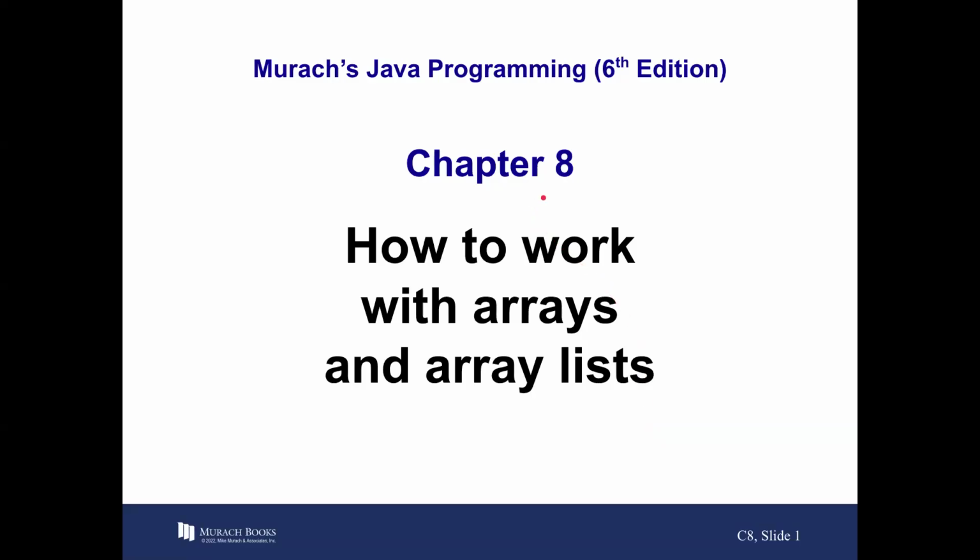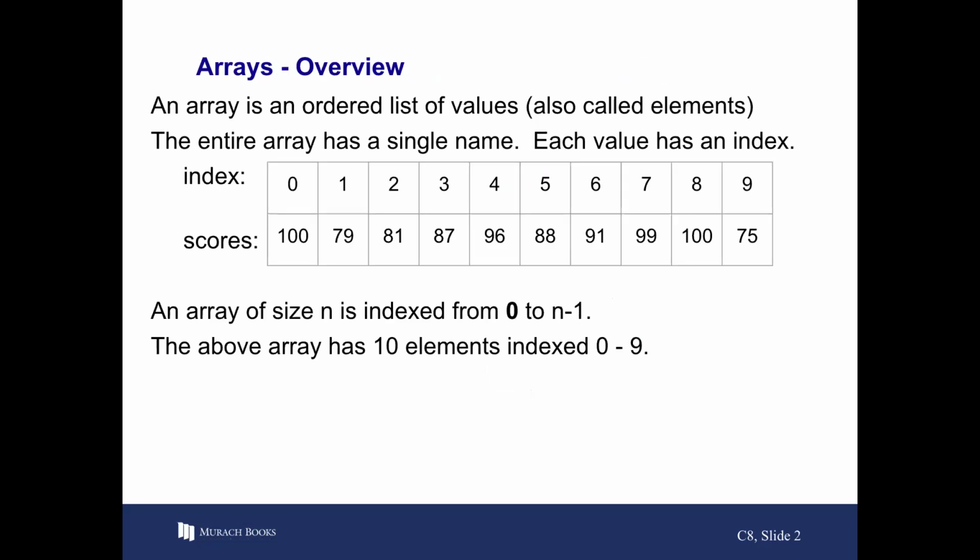This video will discuss content from Chapter 8 in Murach. We're going to talk about arrays. An array is a way to store more than one value in a single variable. So think of an array as an ordered list of values. We call those values elements.